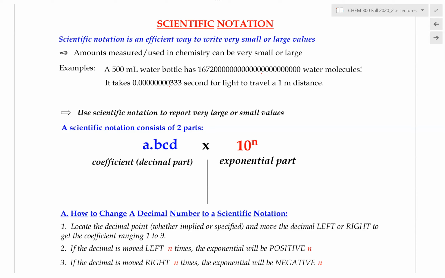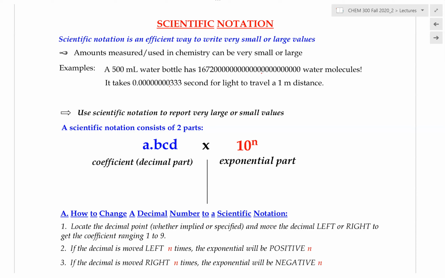Hi, in this lecture video, I will be discussing scientific notation. First, we'll go over the reason why we have to learn scientific notation here in chemistry, and then we'll go over a description of what scientific notation is, followed by how to use scientific notation and changing between decimal numbers and scientific notation. And lastly, we'll go over how to correct some of the common mistakes that we've seen when students write scientific notation. And now let's get started.